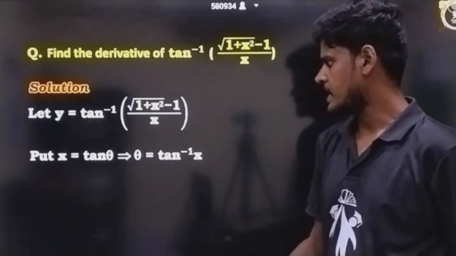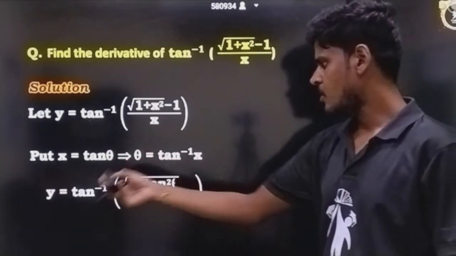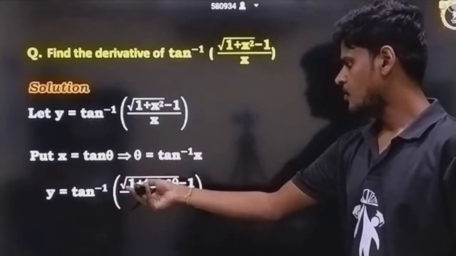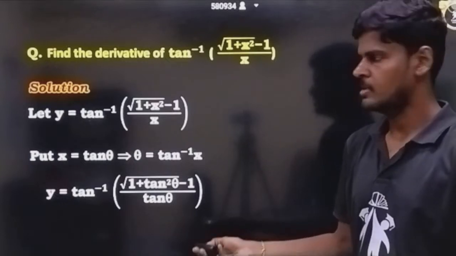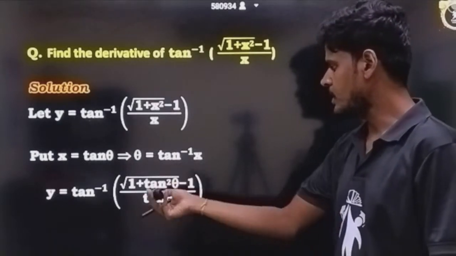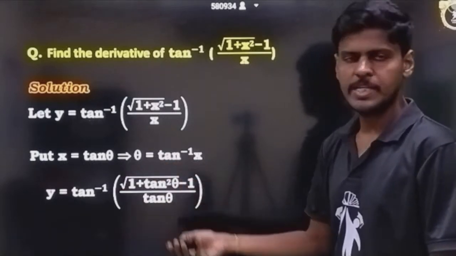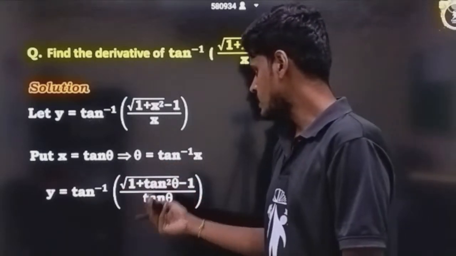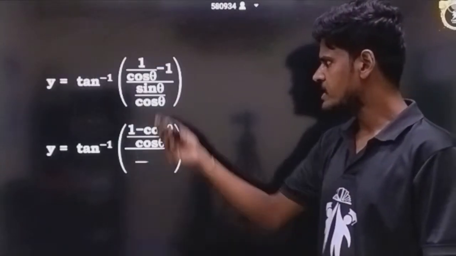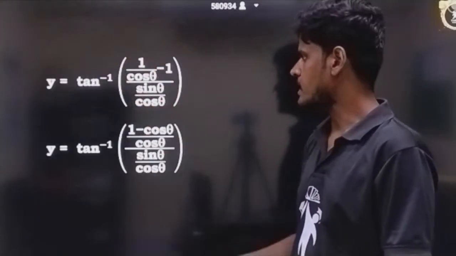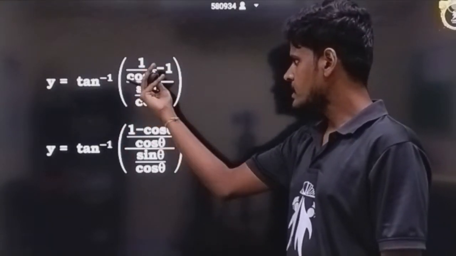So substitute x equal to tan theta, which means theta equal to tan inverse of x. Now y is equal to square root of 1 plus tan square theta minus 1 divided by tan theta. This is secant square theta. Square root of secant square theta is secant theta. So this is secant theta minus 1 by tan theta. What is secant theta, students? 1 by cos theta. So this is 1 by cos theta minus 1 divided by tan theta, which is sin theta by cos theta.